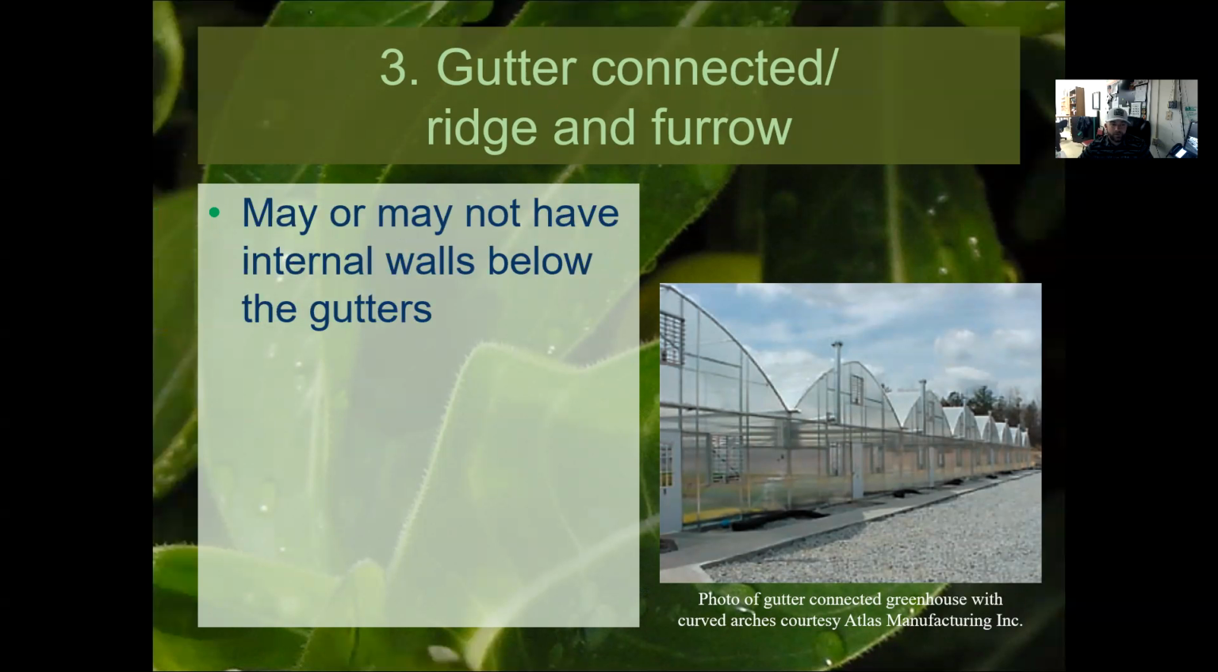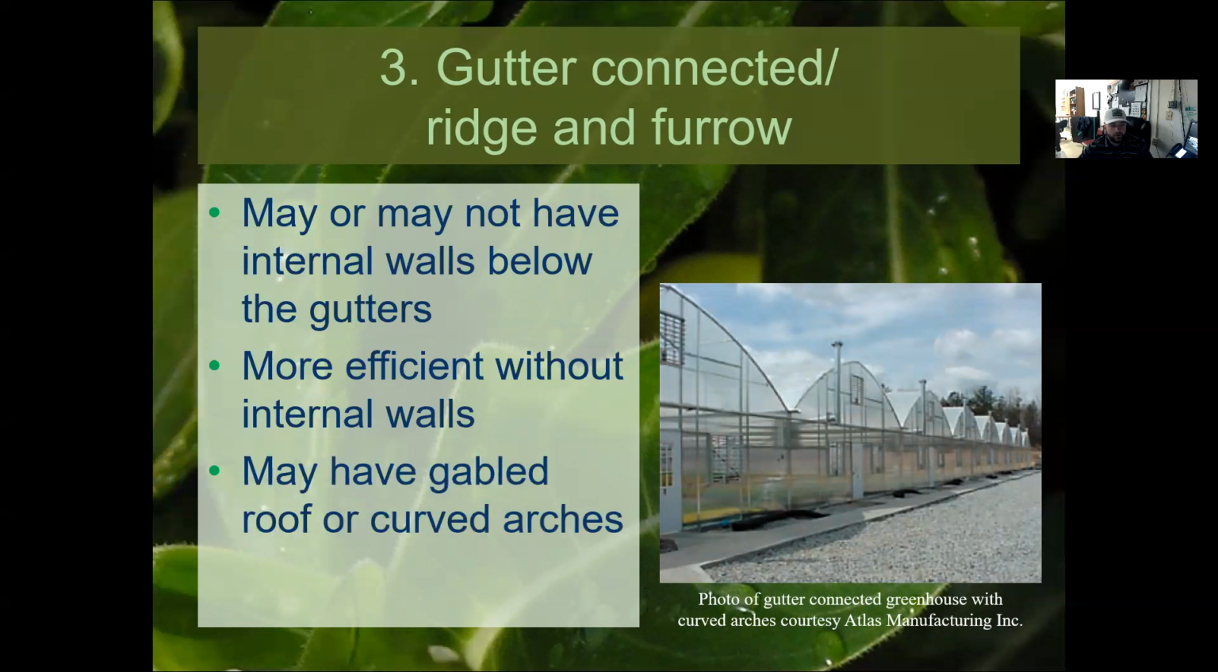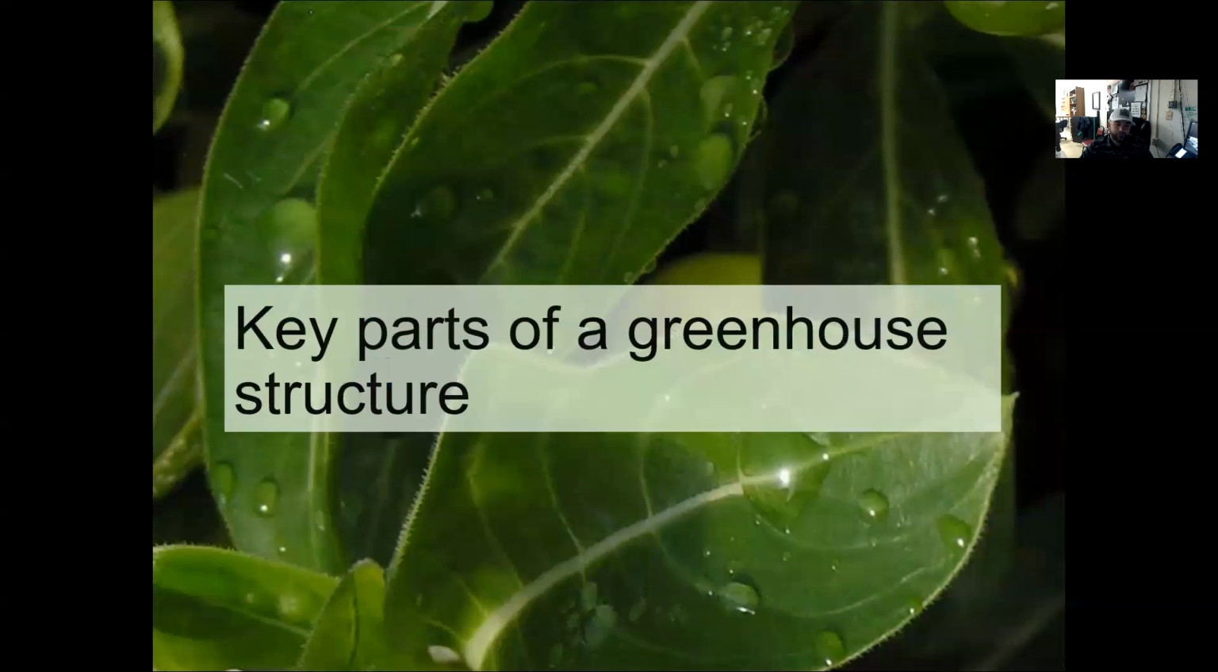You may or may not be able to have internal walls below the gutters. Typically when you see a structure like this, you're not going to see any walls in it. It's pretty rare, actually. It's more efficient without internal walls. That means you're spreading a lot of heat around, or even a lot of cooling whenever you have the fans running. You may have a gabled roof or curved arches. With a gutter connected, the roof can play a big part in how sunlight hits the plants and how the greenhouse is being heated, but we can get more into that a little bit later.